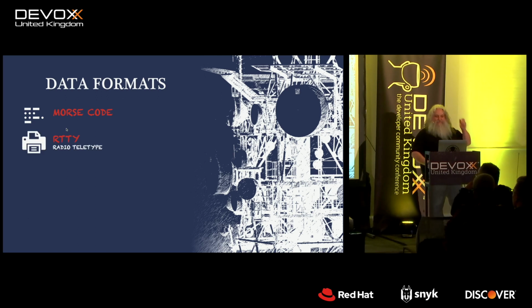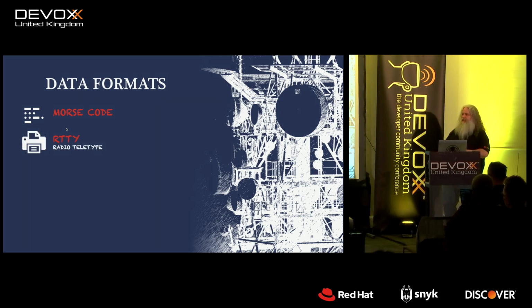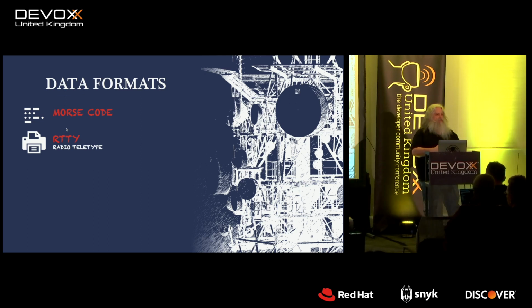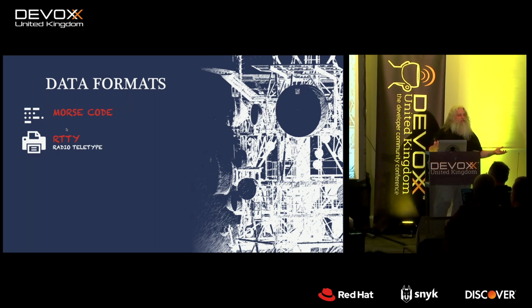Some like to use RTTY, radio teletype. This is, in essence, letters that are encoded. Back in the 40s, they would send news reports from the field over radio teletype, over shortwave radio. There are still competitions where amateurs use it.